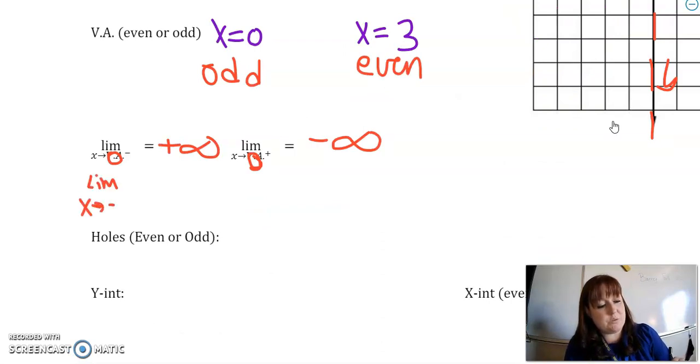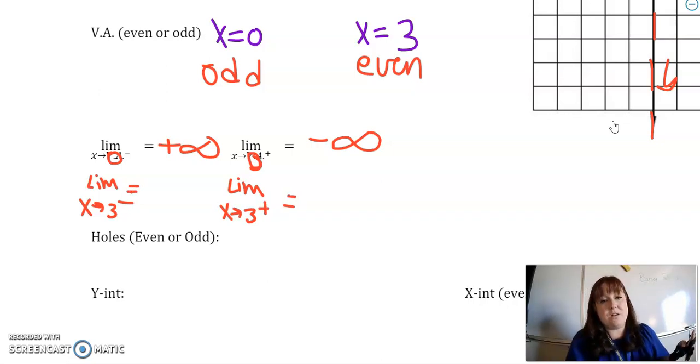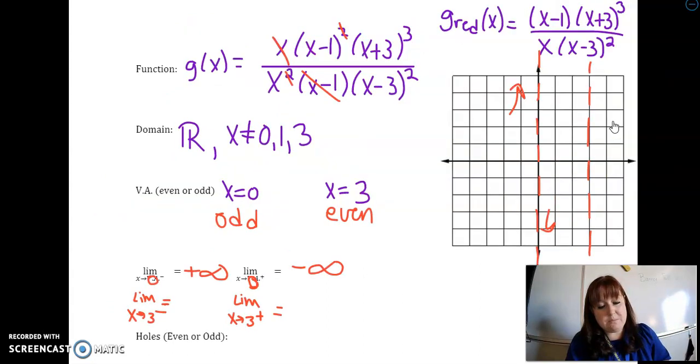So the limit as x approaches 3 from the left, and the limit as x approaches 3 from the right. We're always just going to look at both of these limits and see what's going on. And this is an even asymptote, so it should be the same on both sides. So let's pick a number that's just slightly bigger than 3. Or actually, let's go smaller than 3 first.